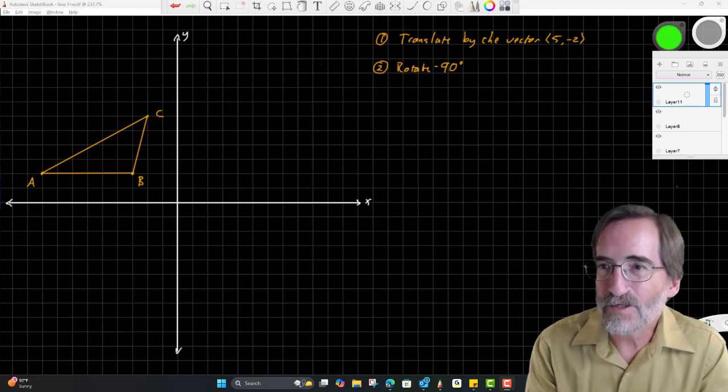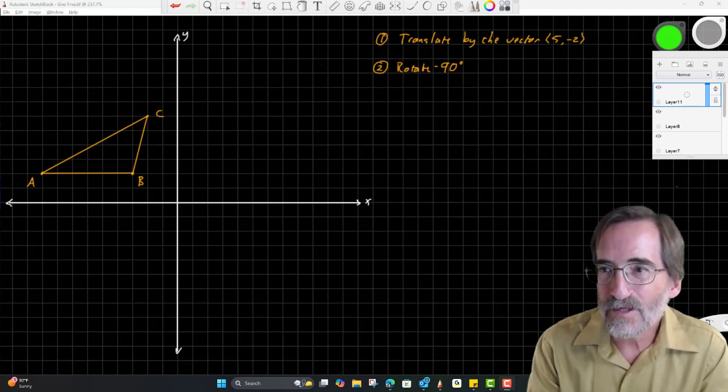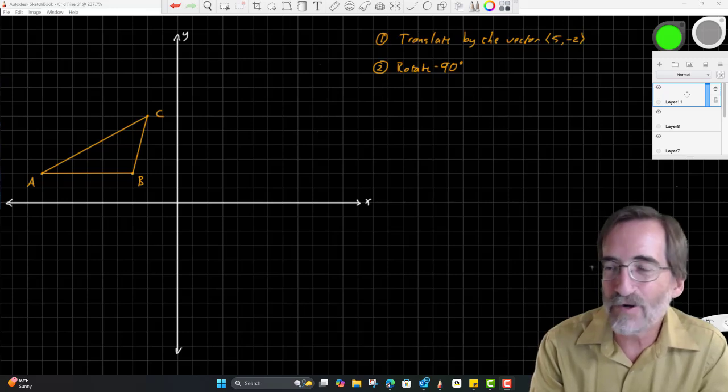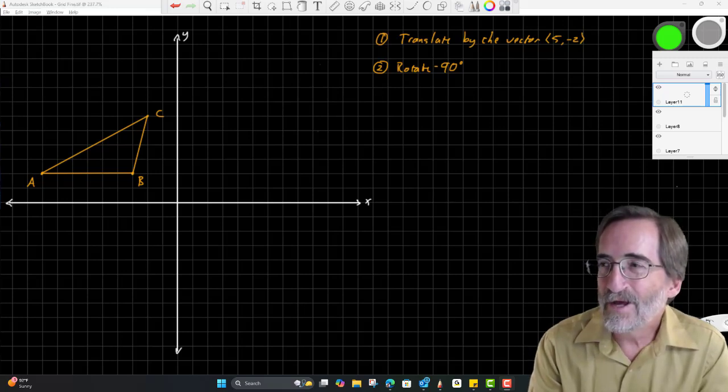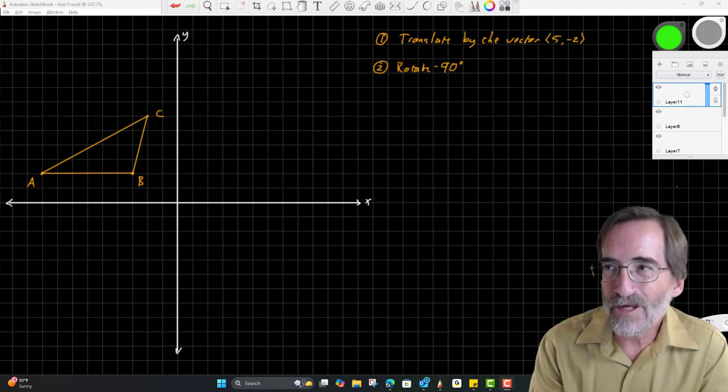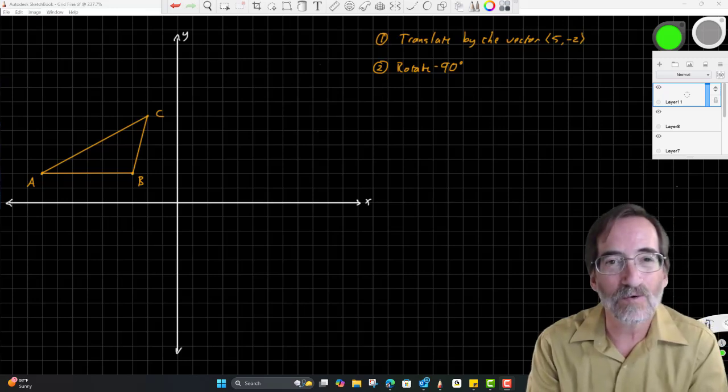In this particular case on the screen, I've got a triangle ABC up in the second quadrant here, which is negative on the x-axis, positive on the y-axis. And we're going to do a combination of translating by the vector 5, negative 2, and rotating negative 90 degrees.